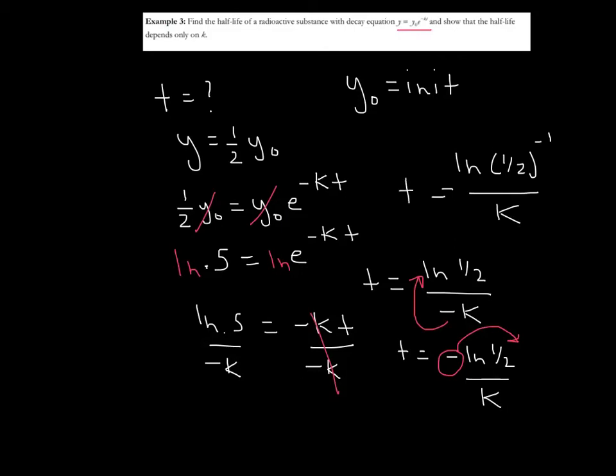And so when you're raising a fraction to a negative exponent, that just means to flip it. So your final answer is t, which is the half-life. That's equal to the natural log of 2 over k. And that is how you prove that the half-life depends only on the constant k.